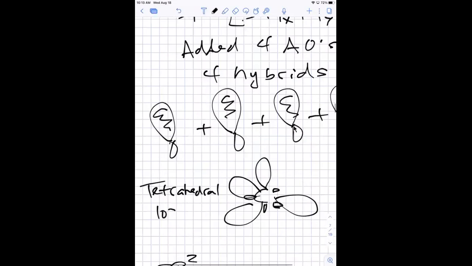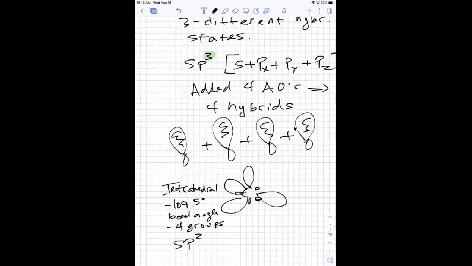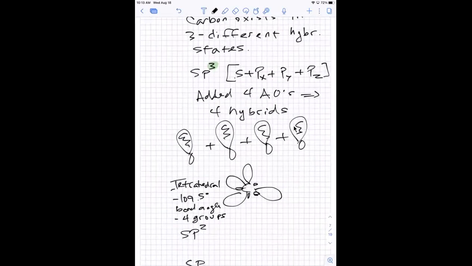It has a 109.5 degree bond angle, and it can bond four groups. Right? Any questions about that? So if I take the S and all three P's and add them all together, I'm going to get four sp3 hybrids.